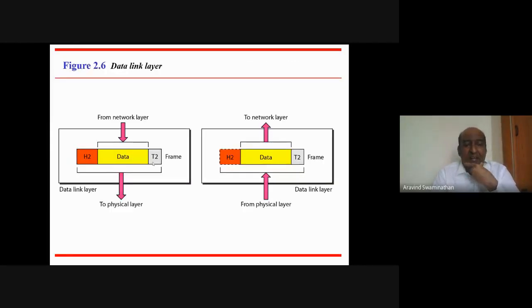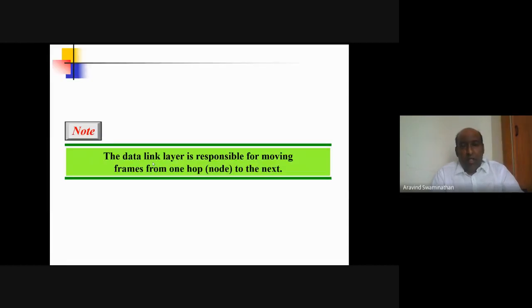And next to the physical layer, we have the data link layer. In the data link layer, we have the frames. We call the data a frame in the data link layer. Below the data link layer we have the physical layer, and above the data link layer we have the network layer. The data link layer is responsible for moving the frames from one hop to the next.